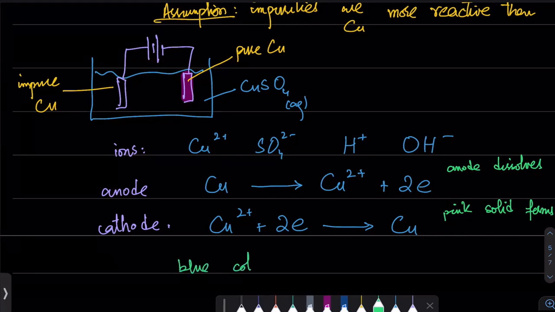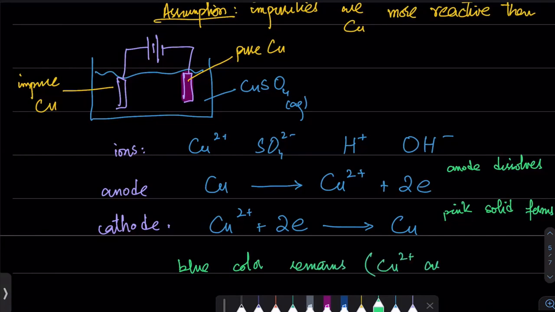Blue color remains. क्यों? Copper ions are replenished. हमने कल किया था ना कि वो copper ions चले गए थे तो फिर color खत्म हो गया था because graphite था. Graphite के होते हुए कोई copper ion उसको replenish कर ही नहीं रहा था. But this time copper is going to replenish it. So the blue color will stay here.